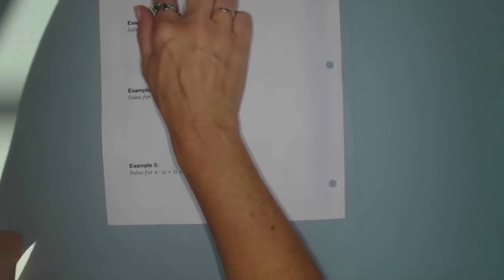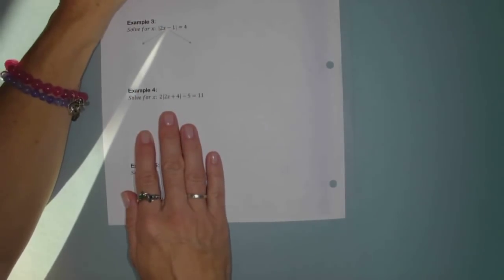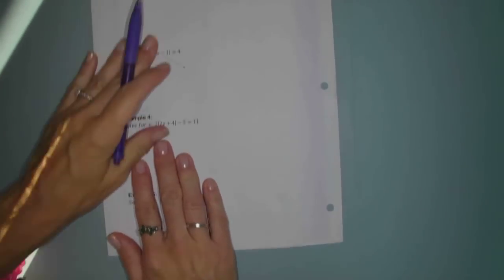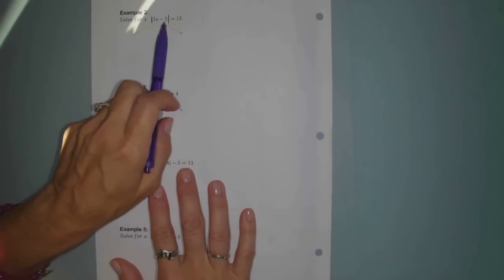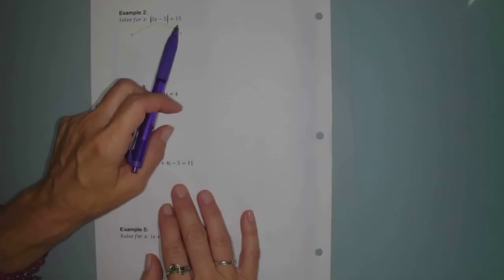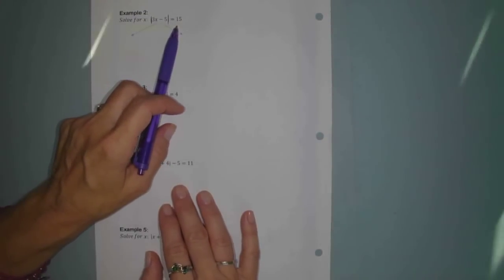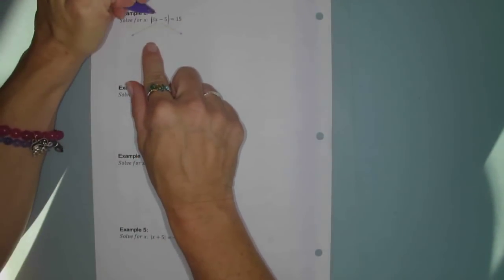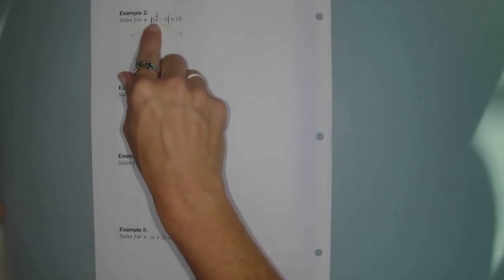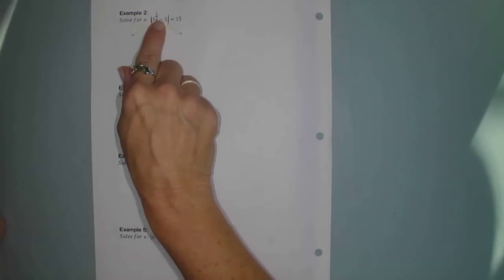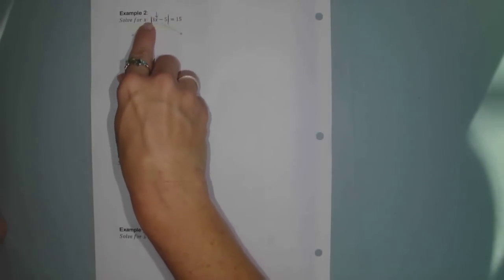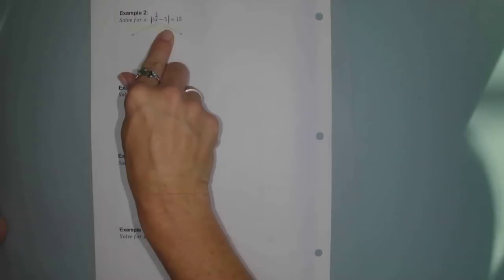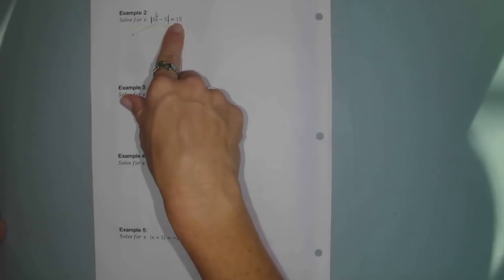Here's the next one. It says solve for X. The absolute value of 3x minus 5 is equal to 15. Okay, so let's think about this. Something we're going to slide in here for X. When I triple it and subtract 5, whatever I get here, its distance from 0 is 15 units away.